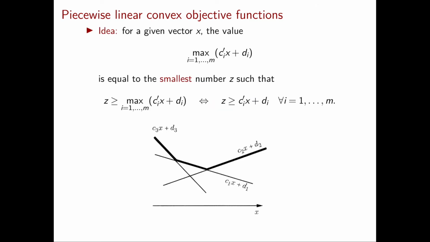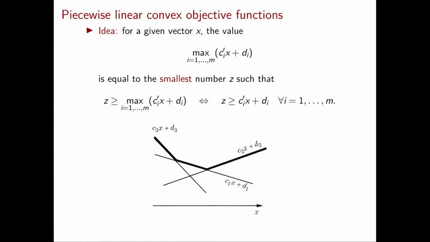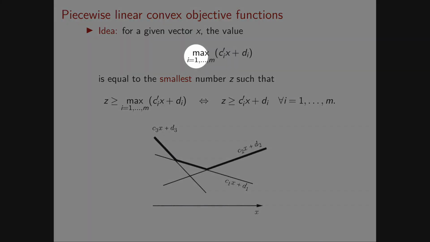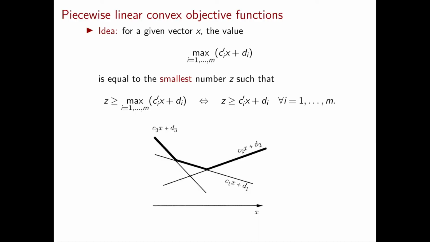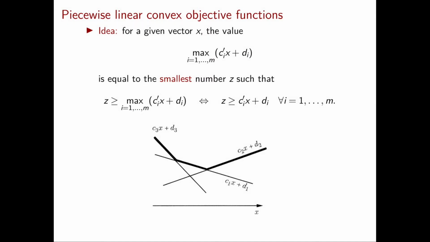So the function that we're minimizing is this piecewise linear convex function, max of ci transpose x plus di. Now the whole idea that is needed to make this transformation into a linear programming problem is to realize that this maximum is equal to the smallest number z which is larger than the max. This is really obvious because what we're saying is that z must be greater than or equal to the max, but we're picking the smallest such z, and this will be the z that satisfies this inequality at equality. So of course we will have z equal to the max, which is exactly what we want.